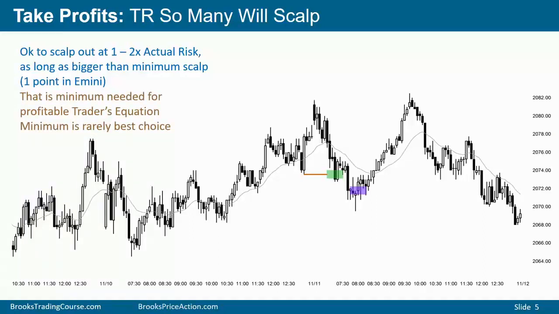2 times actual risk is the minimum needed to make the trader's equation profitable. But just because it's the minimum acceptable to have a mathematically valid approach to trading does not mean it's the optimum. The minimum is rarely the best choice for anything in life. Working at the minimum wage is not a good choice.